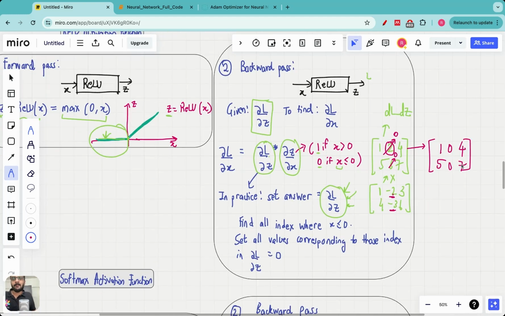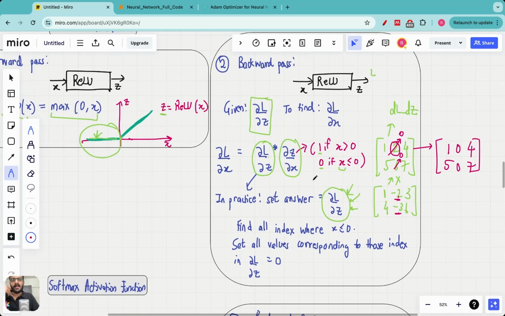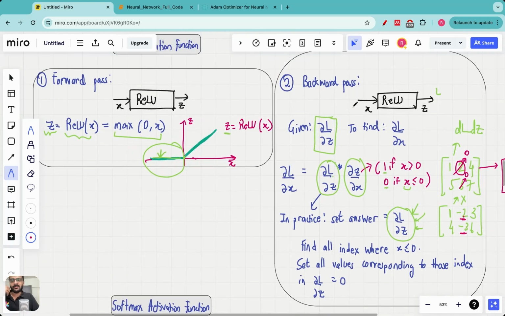This is how we deal with the non-differentiable ReLU at x equal to 0. ReLU is not differentiable at x equal to 0. So using this intelligent trick, Python breaks it into two domains, x greater than 0 and x less than or equal to 0. And using this trick, we just set the corresponding entries to 0. That's how we'll be doing the backward pass with ReLU.